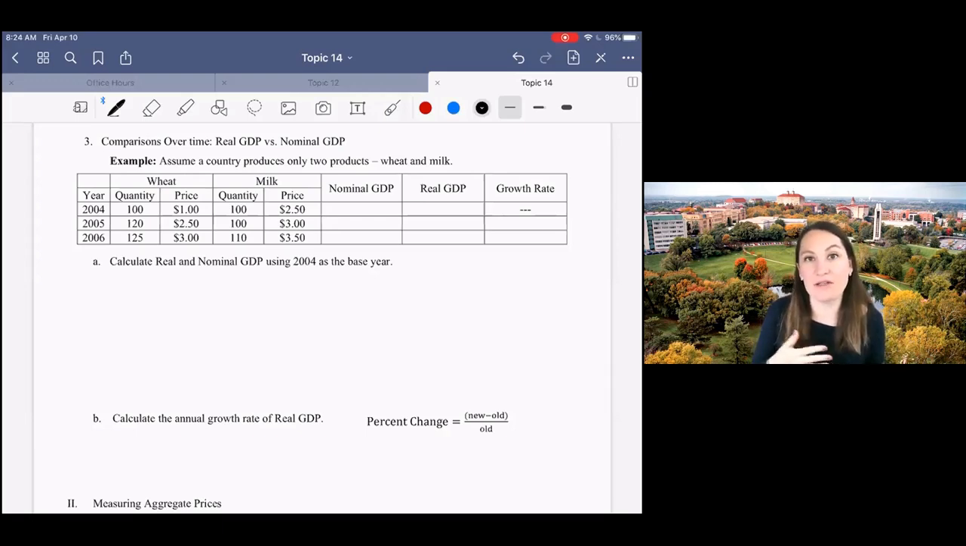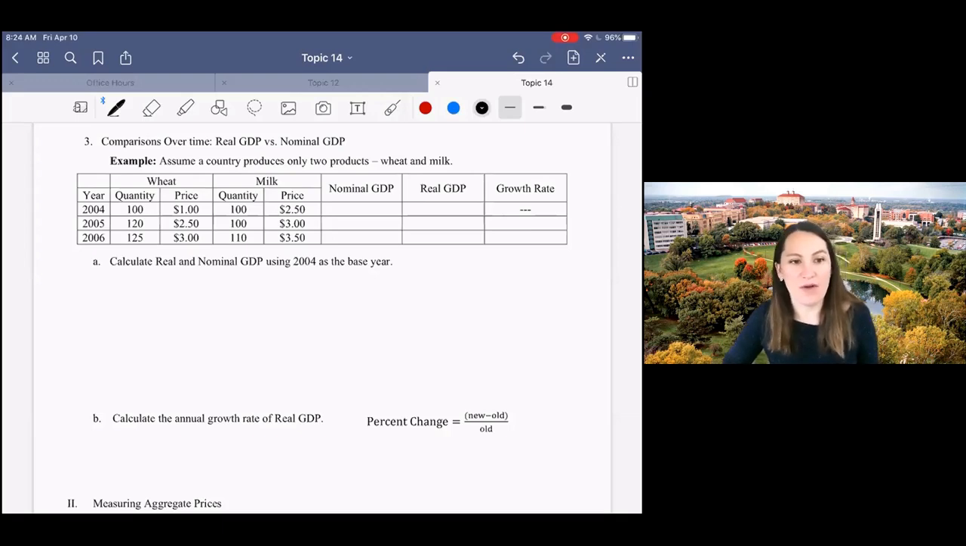So we're going to calculate GDP in each time period, talk about what that means and how we can compare GDP over time. In this example, we have a country that is producing wheat and milk. We've got 2004, 2005, and 2006. We've got 3 years of data and then price and quantity information for each year.